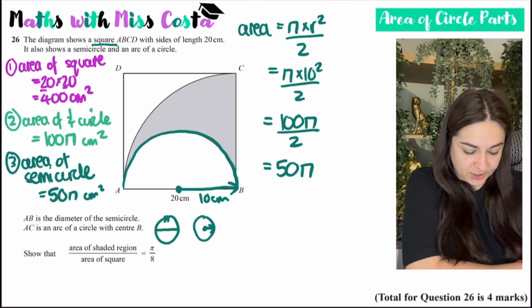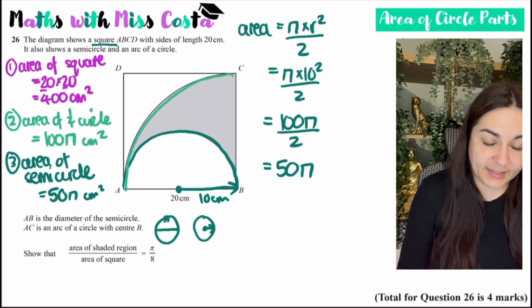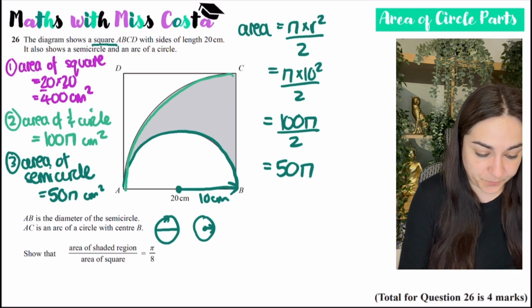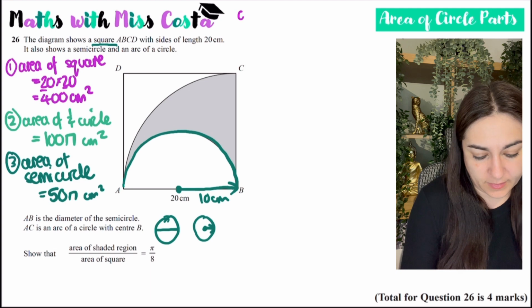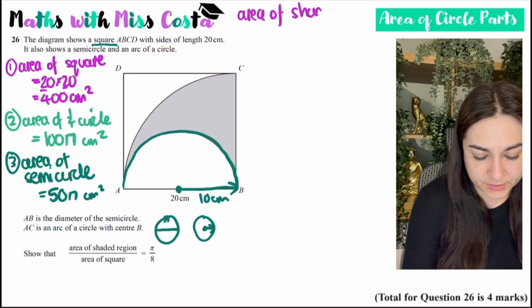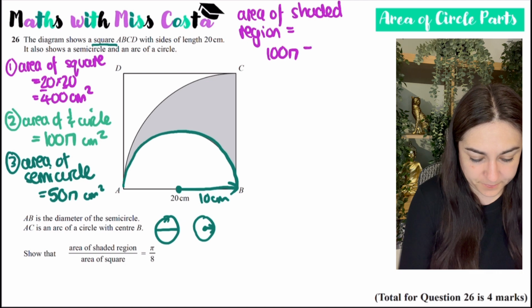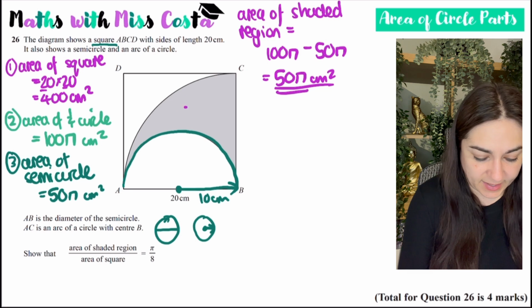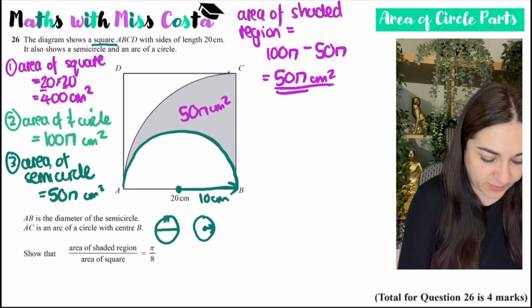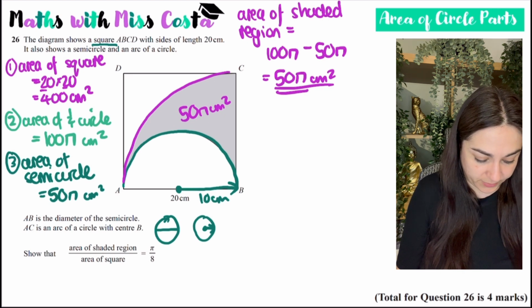So I need to show that the area of the shaded region, so the shaded region over here is going to be the quarter circle, take away the semicircle. So let's do that as well. So area of shaded region is going to be the 100 pi, take away 50 pi, which is 50 pi centimeters squared. So that's the area of this. The shaded region is 50 pi centimeters squared, and the area of the square is 400.